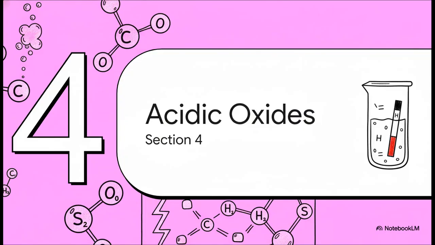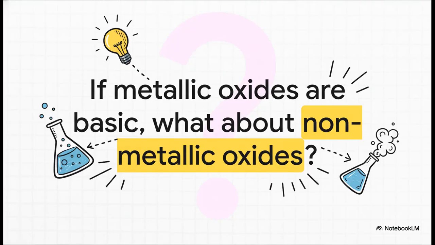So, we have learned that metallic oxides are basic. Now, it is logical to ask, what about non-metallic oxides? That is what we will explore in our fourth section. Let's find out about their nature. So the question is, how do non-metallic oxides behave? To find out their nature, we should see how they react with a base. It's the opposite of what we did for metallic oxides.